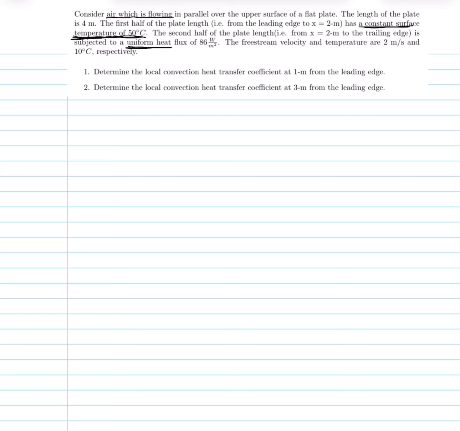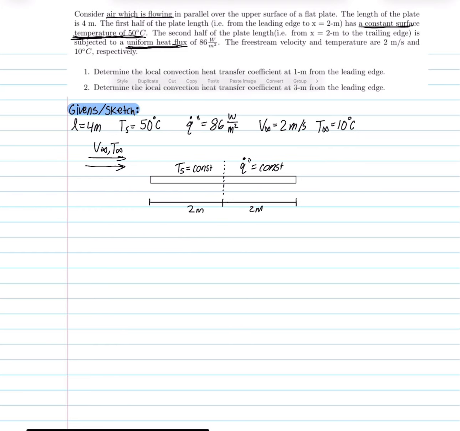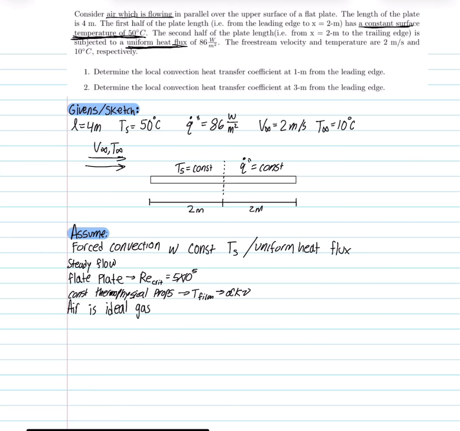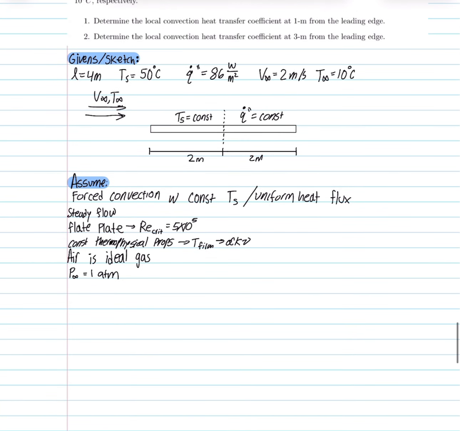And so we have 2 separate Nusselt number equations for when you have constant surface temperature and when you have uniform heat flux. So we need to separate those 2 sections in our brains, and then really the gist of this problem is not overcomplicating it. So we've got this sketch here with the surface temperature being constant in the first 2 meters and the heat flux being constant in the second 2 meters, and we've got our assumptions: steady flow, flat plate, constant thermal properties, air is an ideal gas, and the ambient pressure is 1 atm.